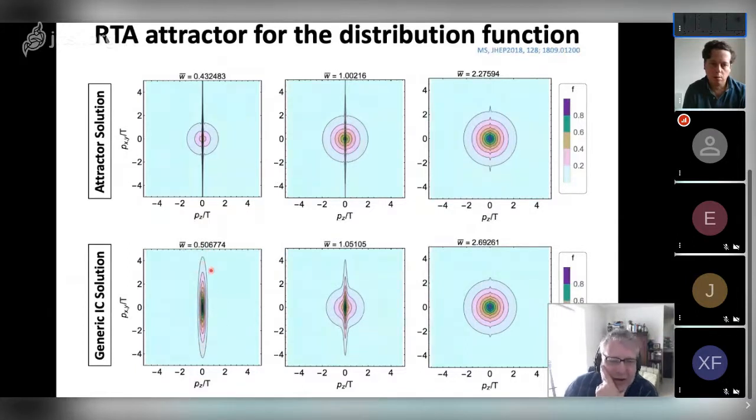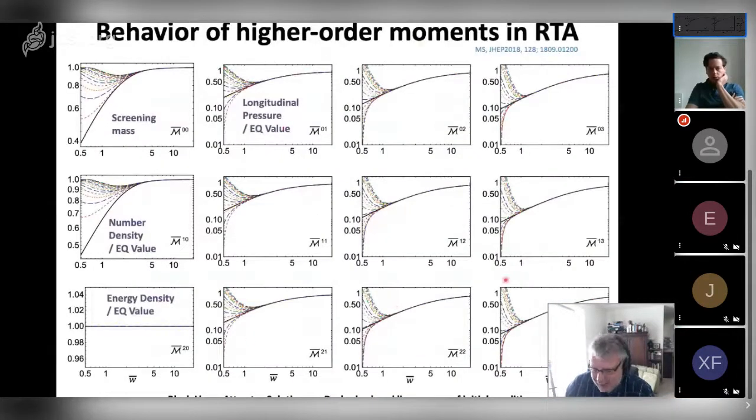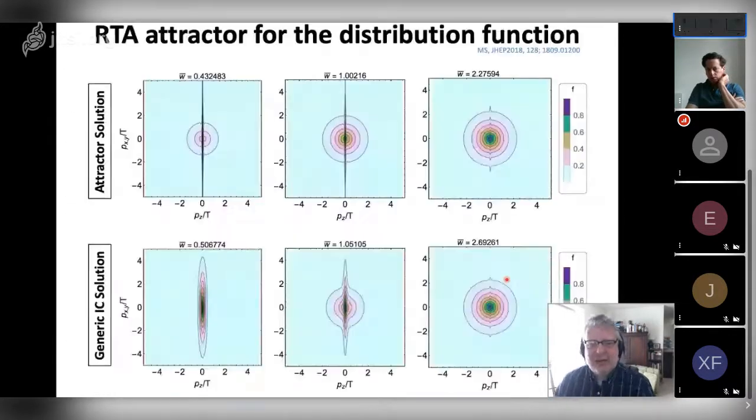Here, I just started with some momentum anisotropy, some spheroidal deformation. And as we evolve it forward in time, we notice that this thing starts to look like this more and more as a function of time. So either way you want to look at it, from these nice contour plots or the collapse of all of these moments, in RTA at least, there's an attractor for the entire distribution function. And if we know information about this attractor, then we can try to improve freeze-out, to repeat my main point.